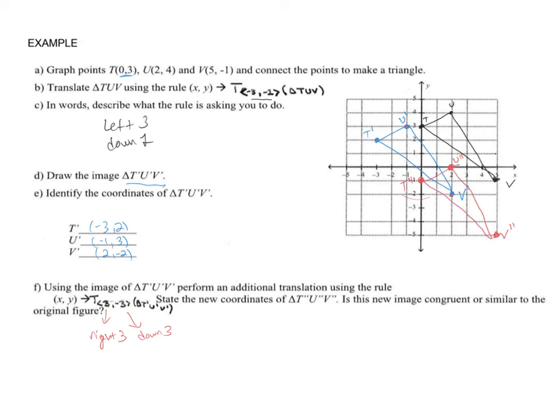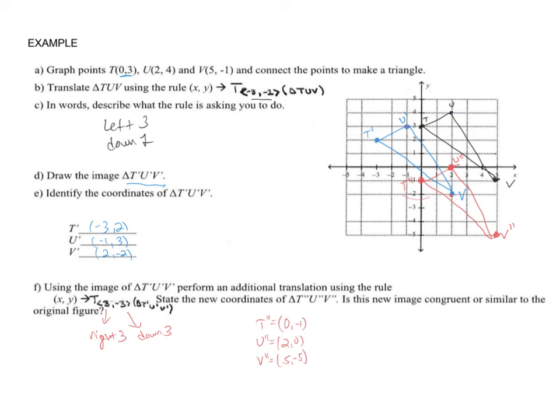Drawing is not easy on this. Okay. State your new coordinates. T double prime is at 0, -4. U double prime is at 2, 0. And V double prime is at 5, -5.